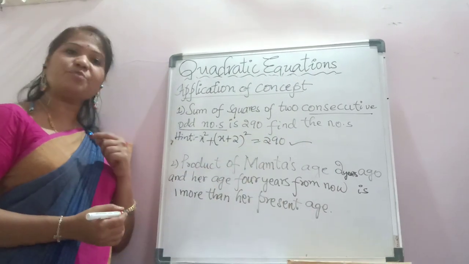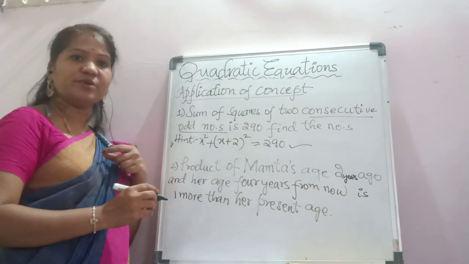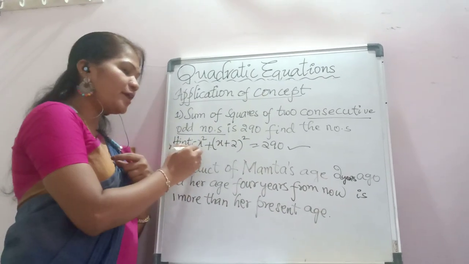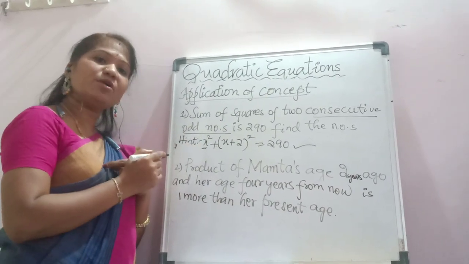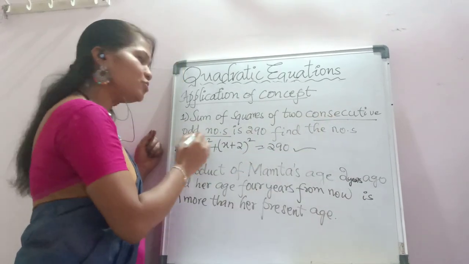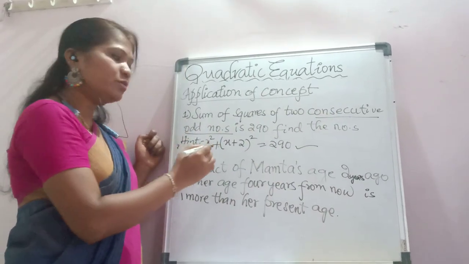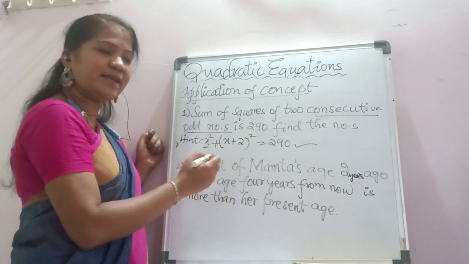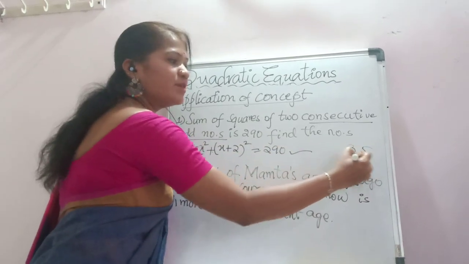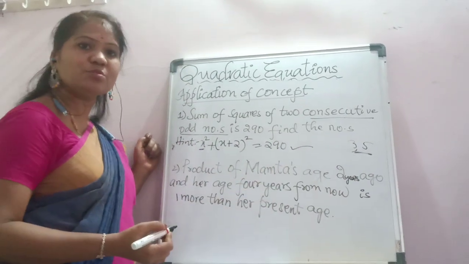So when you read the question properly, it is easy for us to get the equation, isn't it? One odd number I took as x. How do I get the other odd number? Using the property that consecutive odd numbers differ by 2. So it is x plus 2, isn't it? Example, you take 3 and 5, consecutive odds. What is their difference? 2, isn't it?